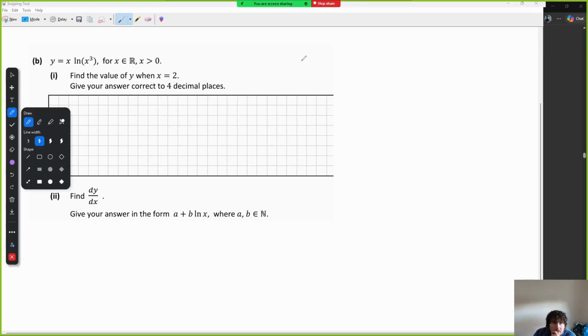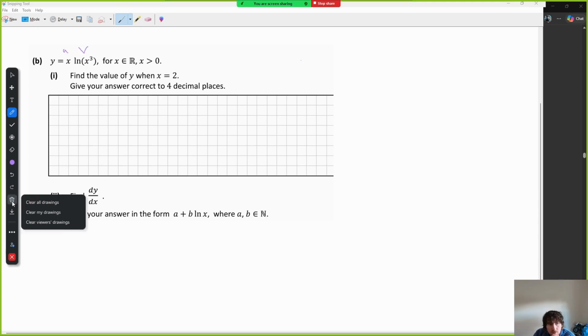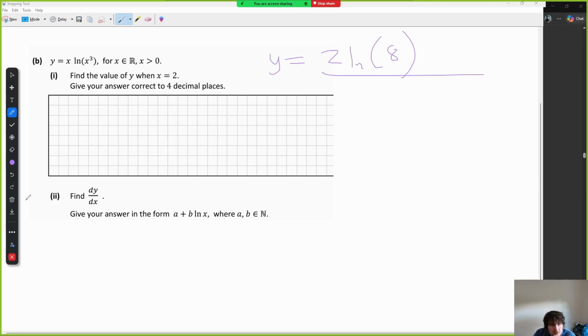So what do we got here? Probably a product rule. You could just go u and v here when we're taking the derivative. But what they say first of all is just find y when x is 2. Everyone should be all right with that. You just put 2 ln of the number 8, because 2 to the cubed is 8. That's fine, and you can write 4 decimal places. Okay, so get dy/dx right in this format.